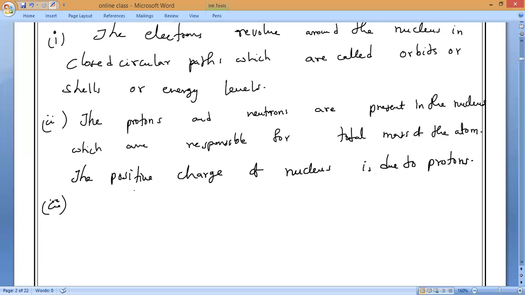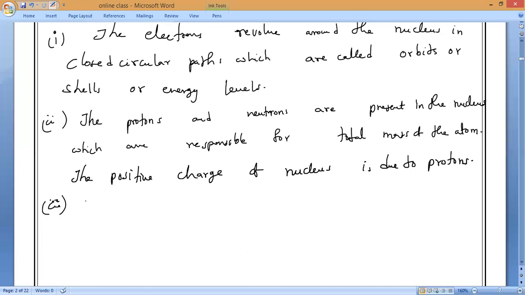So for that, Mr. Bohr said each orbit has a fixed amount of energy. That is why orbits can also be called energy levels. These electrons do not change their energy levels under normal conditions. That is why they will never radiate energy, never lose their energy, and never fall into the nucleus. So the atoms are always stable in nature.